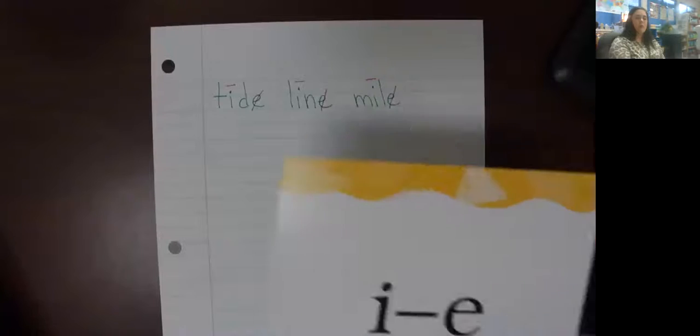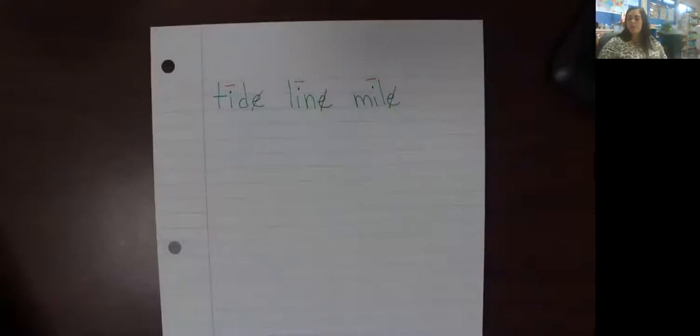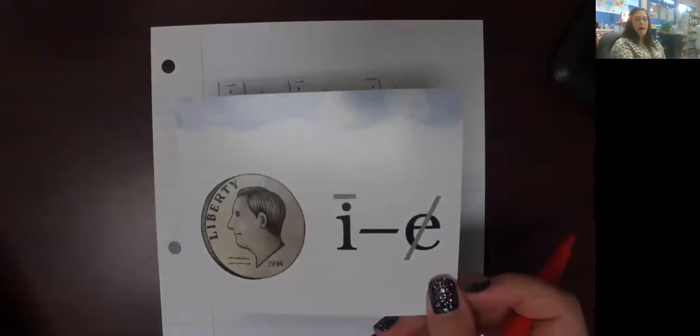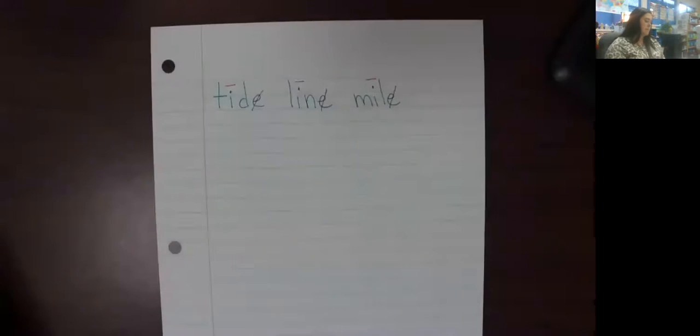Here's the picture card for I consonant E, or the letter card, I'm sorry. And the picture card: this piece of money is a silver coin. It is worth 10 cents. What do you think it is? Dime, I. Dime, I. Okay.